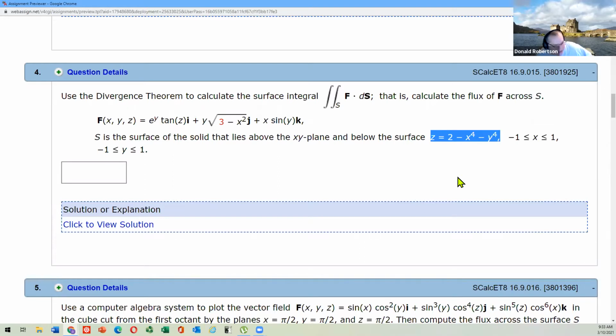You would do x equals -1 to 1. Then next to that, you do y equals -1 to 1. And then the third position, which is the first thing you're going to do, you would do z equals 0 to 2 take away x to the 4 take away y to the 4. That is a horrible function up there. But I've got a feeling that when you do the divergence of it, a lot of it just disappears on you and you don't actually get anything that bad.